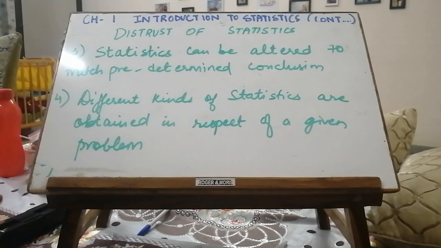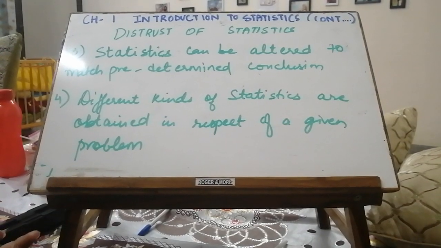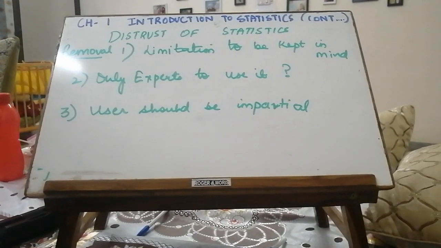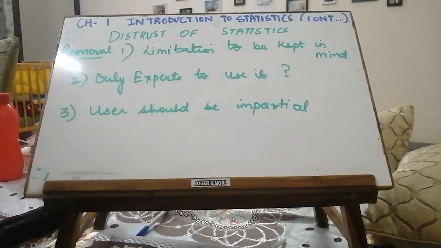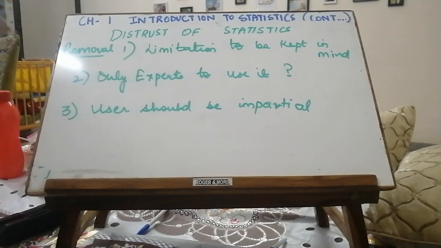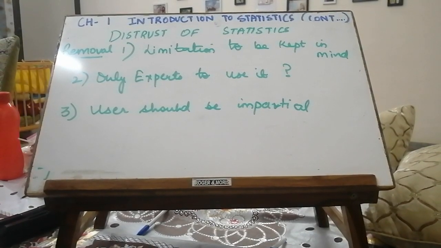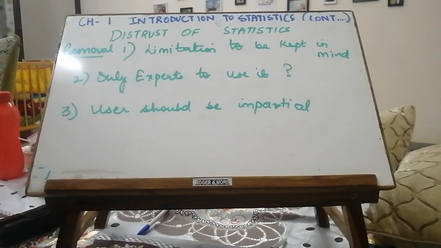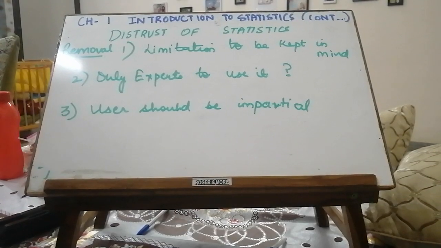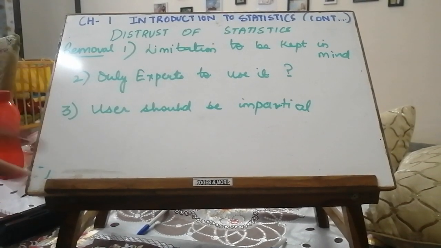Now next we are going to study how we can remove distrust of statistics. So these are the points for removal of distrust of statistics. How can we get rid of it? Number one is that limitations are to be kept in mind. There are limitations that I discussed. So whenever we are performing any statistical analysis, we must be aware of all the limitations and we must try to find a way in which we can get the best possible answer related to the reality without limitations affecting it much.